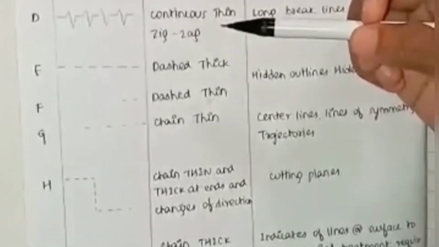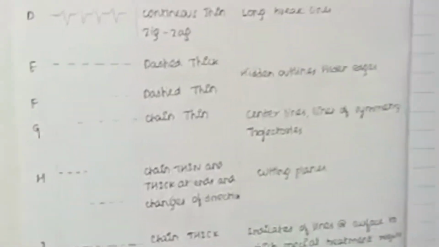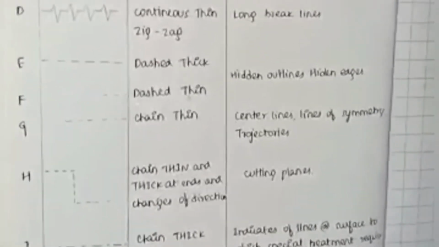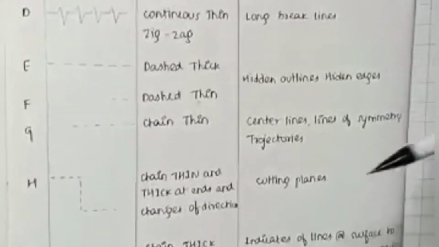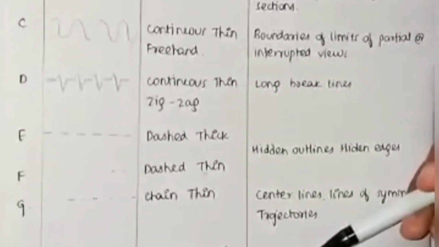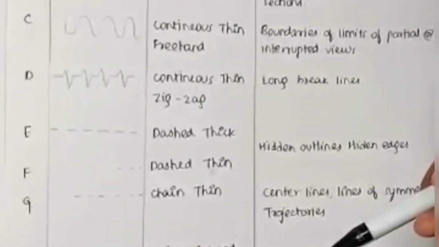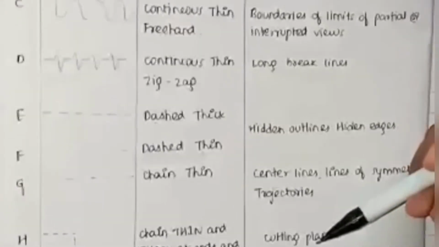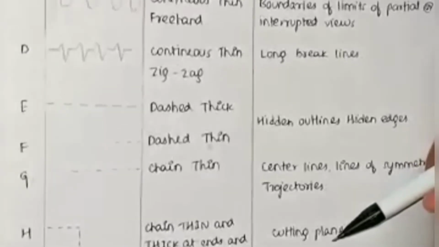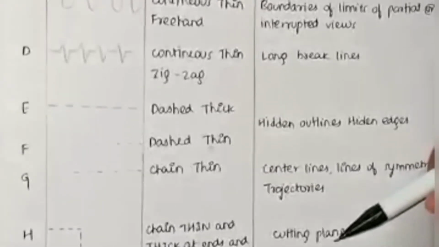When we are drawing a solid, we use these lines, that is, cutting planes. Then coming back to chain thick lines, these are the lines which indicate a surface with special treatment required. Then coming back to chain thin double dashed lines, these are the outlines of adjacent parts, alternate and extreme positions of movable parts, centroid lines and the initial outlines prior to forming.